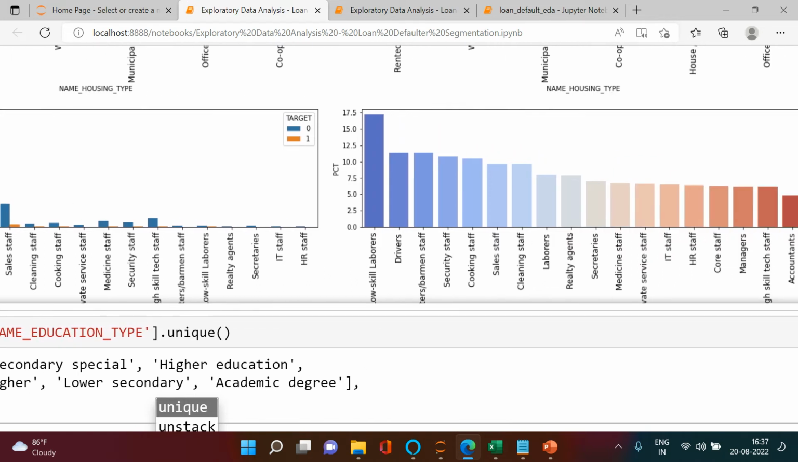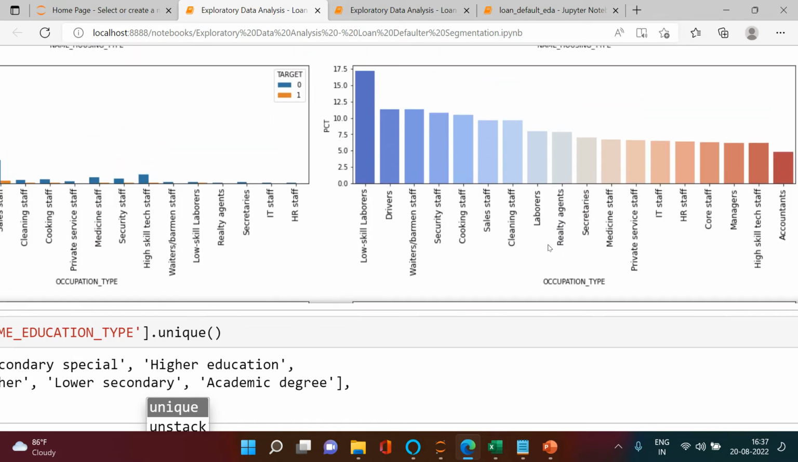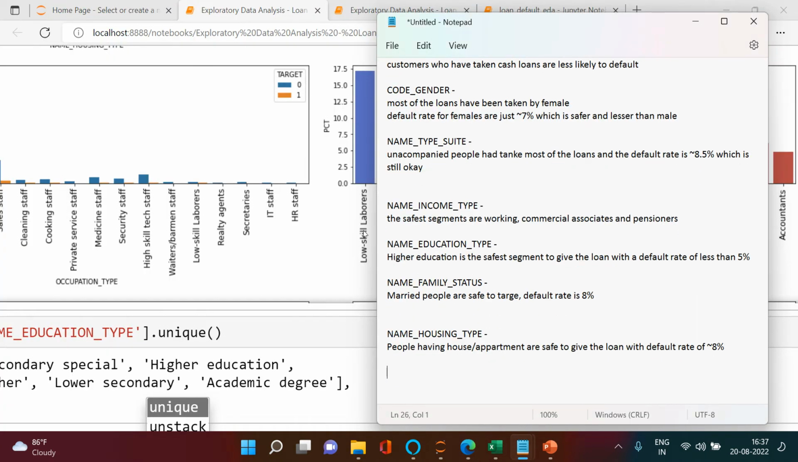So if you see over here, the low skill laborers have the highest default rate, but we can ignore that because the number of loans given to them is too low. Okay, so we do not have sufficient numbers, so we can just ignore that. We can just say that we should not focus on this particular segment, or if we are focusing, we need to think about the rate of interest and all those things, right? So let's make a conclusion also, so that we can say whom to not target.